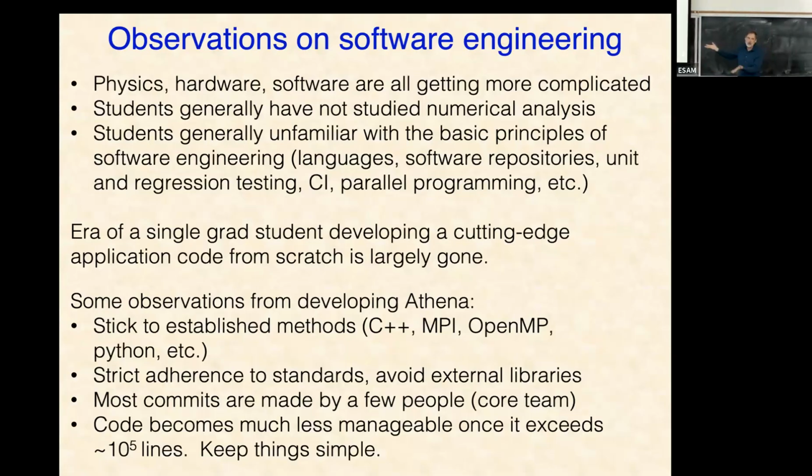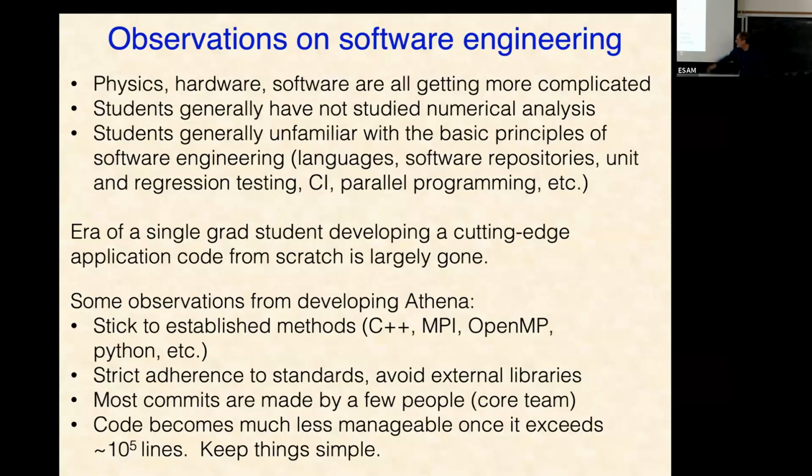Avoid external libraries. I use Kokkos here. There are some libraries like Kokkos and MPI that are hard to get around. But after that, don't use any other libraries, because again, you're just building dependencies in your code, which is not good. Most codes are developed by only a few people, a core team, so you want to watch out for what they're doing and supporting them.